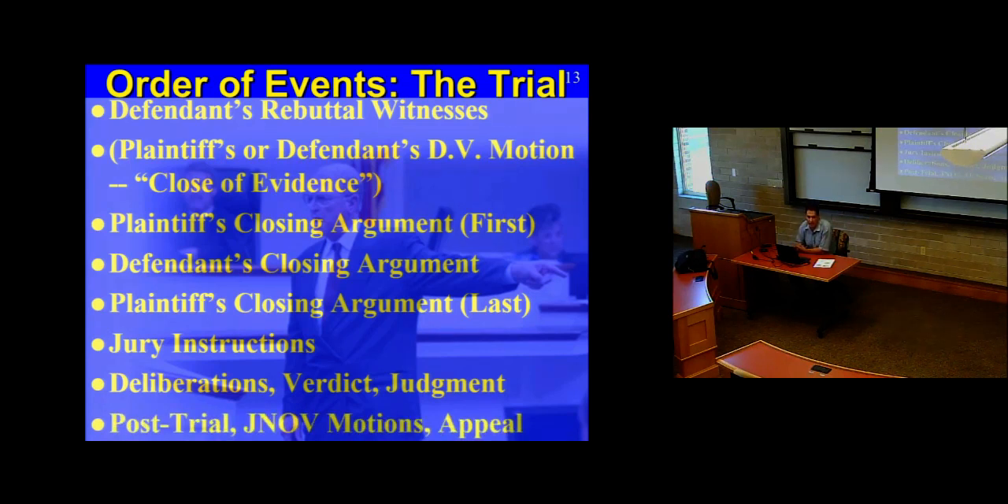At that point, after it's all over with, then there might be post-trial motions. The JNOV at state court, judgment notwithstanding the verdict, or in federal court, Rule 50(b), which would be the renewed motion for judgment as a matter of law. There could be motions for a new trial, and then also appeals. You would make your appeal afterwards. So those are the events.